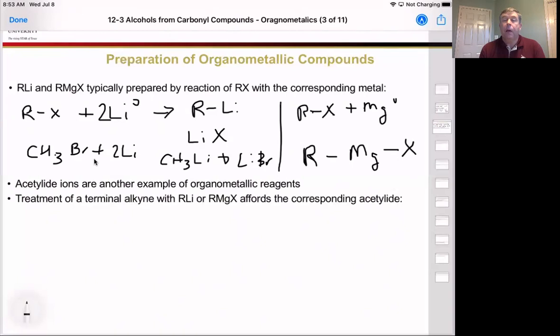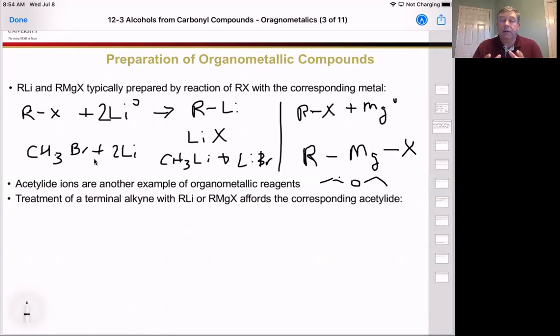Once we form these, we typically form the Grignard reagents in diethyl ether. Diethyl ether helps support that complex, and it's the most common solvent used for the Grignard reagent, although THF can be used. Once we form these organometallic reagents, we have to think of the carbon anion as a base.